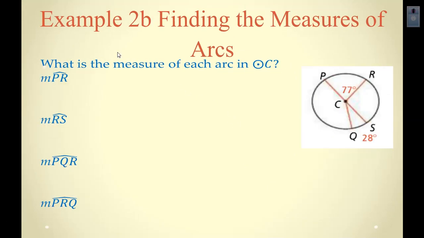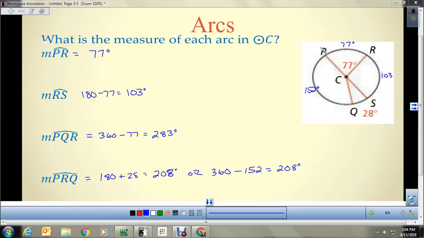Example 2b. Find the measure of all the arcs in this circle and then go through and answer the question. So pause the video and then come back and see how you did. Okay, so as we fill out this circle, this is a central angle of 77 degrees, which means arc PR is also 77. And PS is a diameter, so we take 180 minus 77 to get arc 103. Over here we could also do 180 minus 28, which gives us 152.